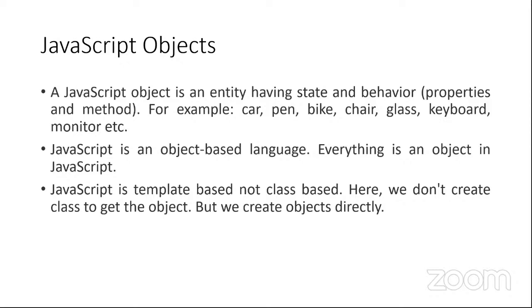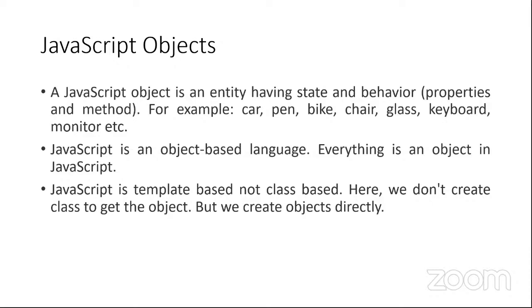Okay, right. So JavaScript is an object-based language. Everything is an object in JavaScript. Whatever we take, those things are objects in JavaScript. And of course, JavaScript is template based, not class based. Remember, we are not going to define any classes here. We just use a template kind of structure to define these JavaScript objects.